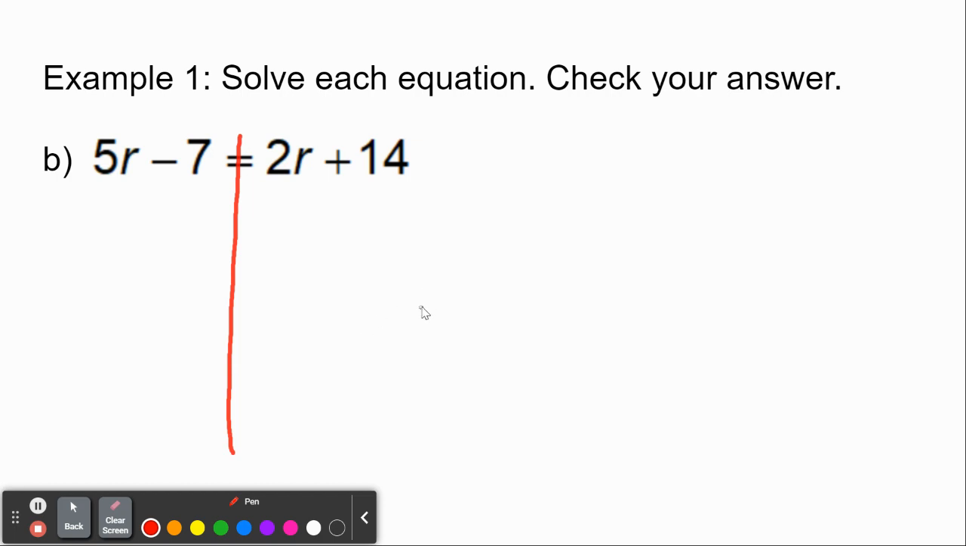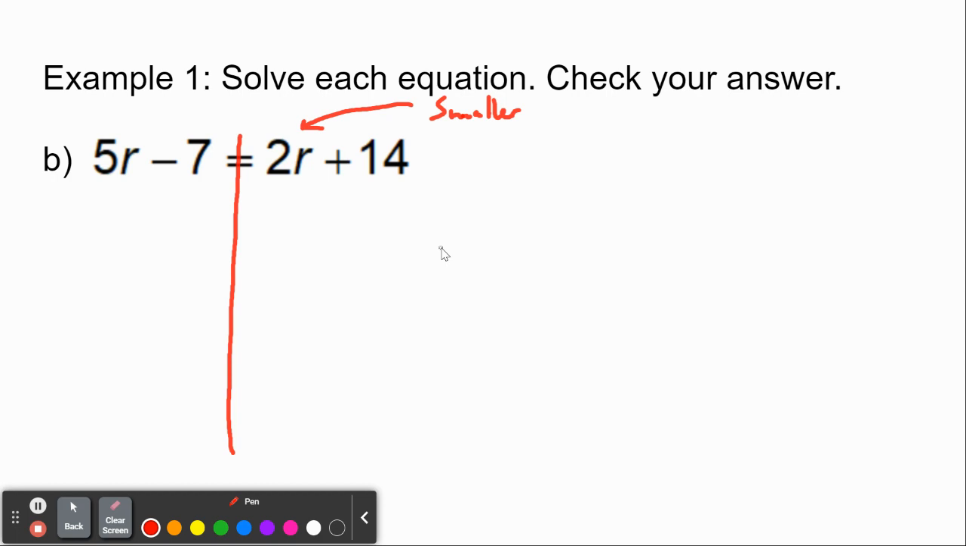The left-hand side, we cannot combine the 5 and the 7. They're not like terms. We cannot combine the 2 and the 14 on the right-hand side. They're not like terms. So we are going to start moving things around. Now I want to get one variable, r, and I want to move the smaller one. So this time, 2 is the smaller number of r's. So I'm going to move that.